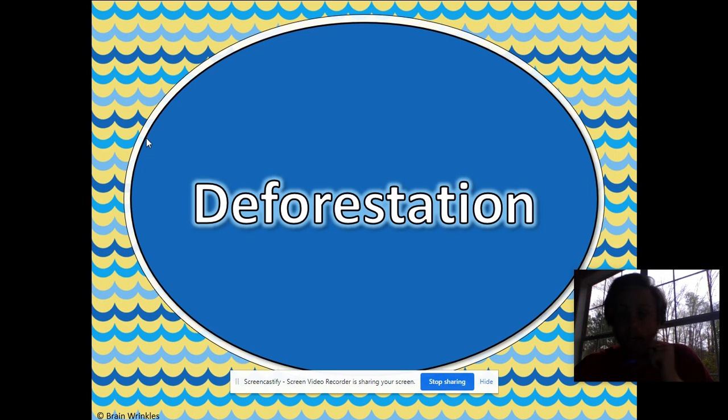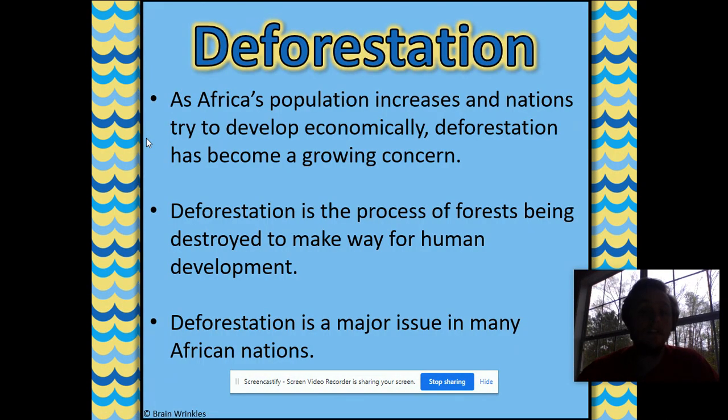All right, moving on to the next section, which is deforestation. As Africa's population increases and nations try to develop economically, deforestation has become a growing concern. Deforestation is the process of forests being destroyed to make way for human development. Deforestation is a major issue.